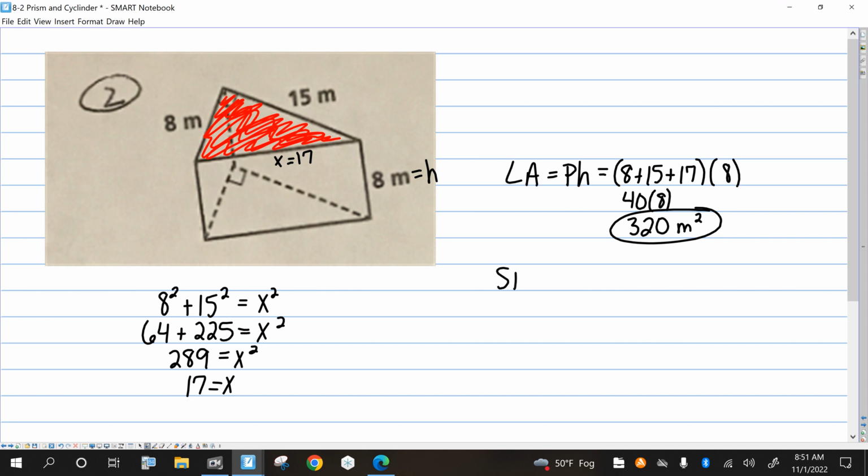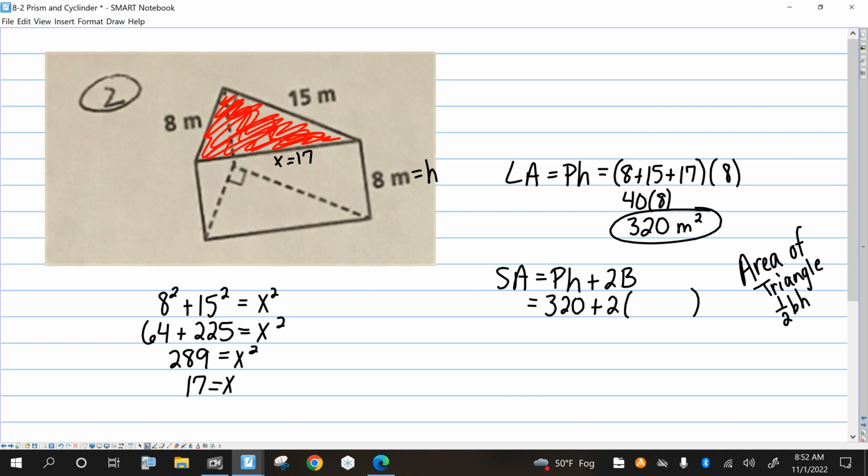Now, surface area, the same as before. It's lateral area, or pH, plus 2B. pH plus 2B. Well, we already know pH is 320, plus 2 times something. Now, what does B stand for? The area of the base. Well, what shape is our base? A triangle. So now we need to figure out the formula for the area of a triangle. Good. 1/2 the base times the height is the area of the triangle.